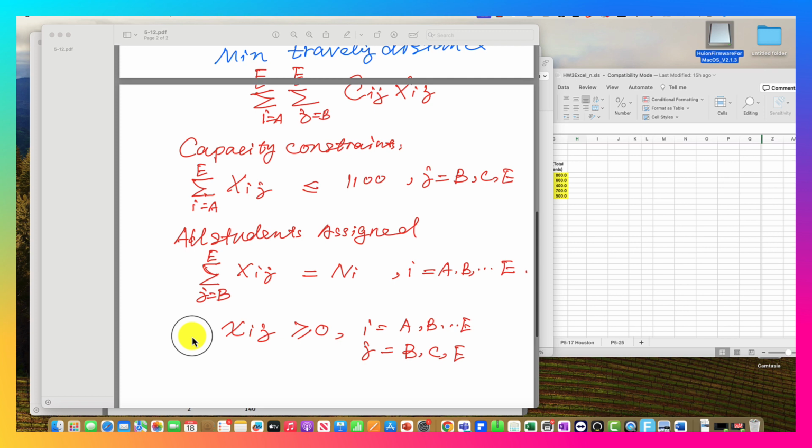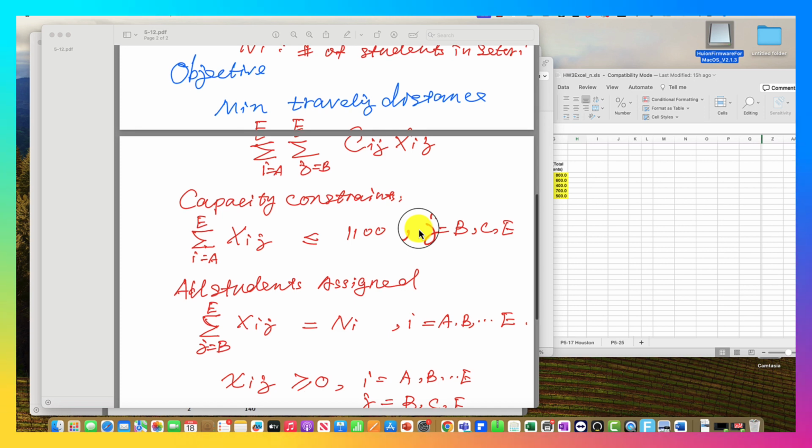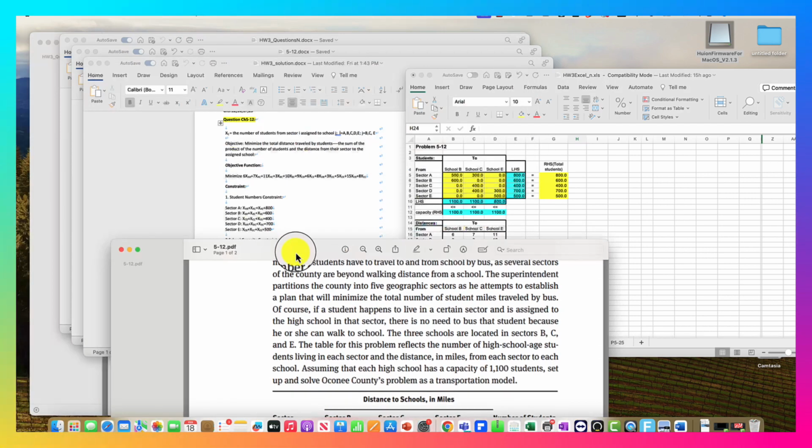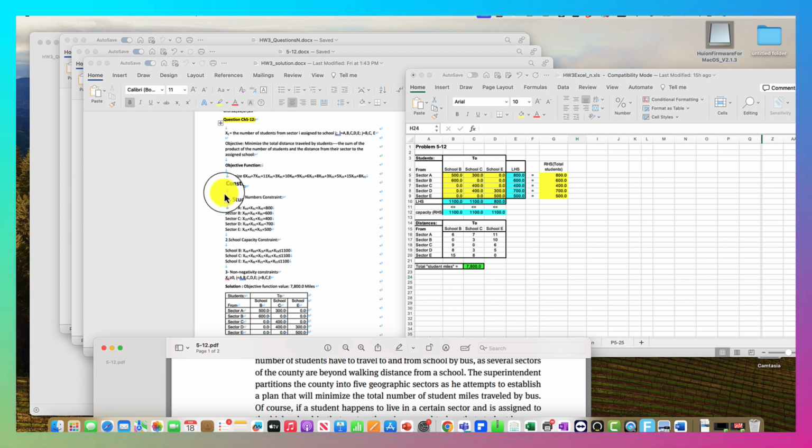And then the last type of constraint is that all decision variables should be non-negative. So this is a shorthand formulation of the problem, and you could alternatively write out all the decision variables. That's the solution given here. It will take some more time to write out the problem.